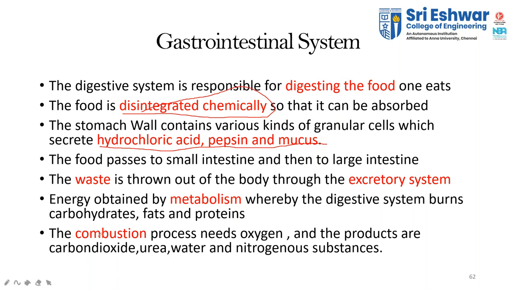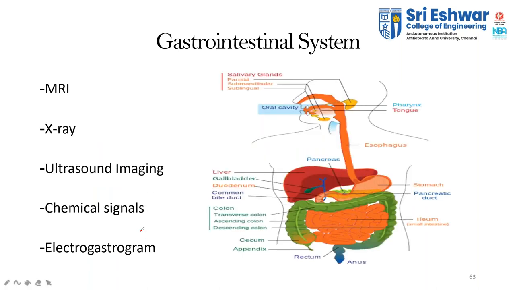Next, a combustion process needs oxygen, and the products are carbon dioxide, urea, water and nitrous substances. The waste materials are taken out from the human body through the excretory system, which is called the combustion process. It separates the good and bad things in the food. The technologies for the gastrointestinal system are MRI, X-ray, ultrasound imaging, chemical signals and electrogastrogram. These are methods to extract signals to diagnose the gastrointestinal system.